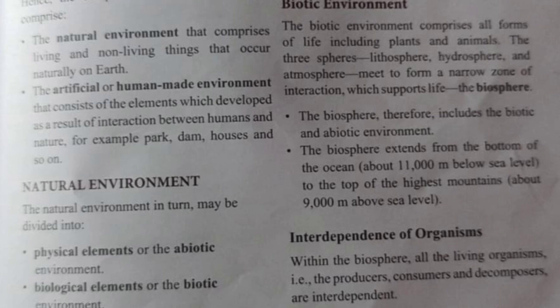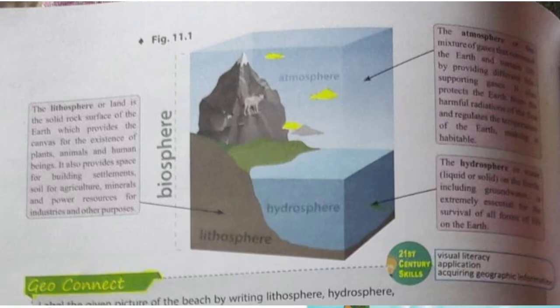Atmosphere. The domain of air is called atmosphere. It is the thin layer of air that surrounds the earth like an envelope. It protects us from the harmful rays and moderates the temperature of the earth. It consists of a number of gases like nitrogen, oxygen, carbon dioxide, and also includes dust and water vapor.